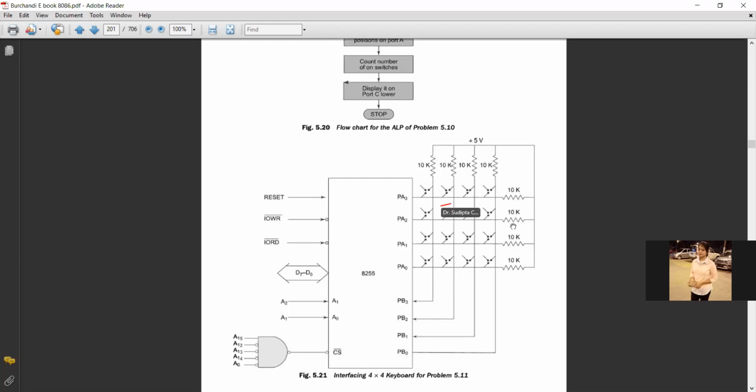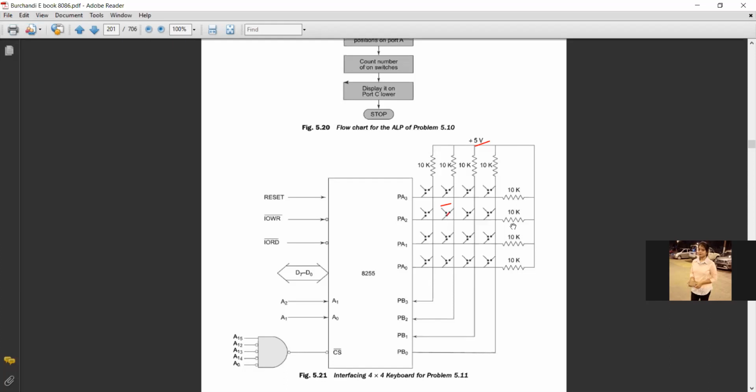Say if I am pressing this switch, assuming this point is connected with plus 5 volt. Just see, every terminal is connected with plus 5 volt, but with a resistance. With a resistance, all these pins are 1 by default. But whenever you are pressing a switch, as there is no resistance, a ground is connected with that.